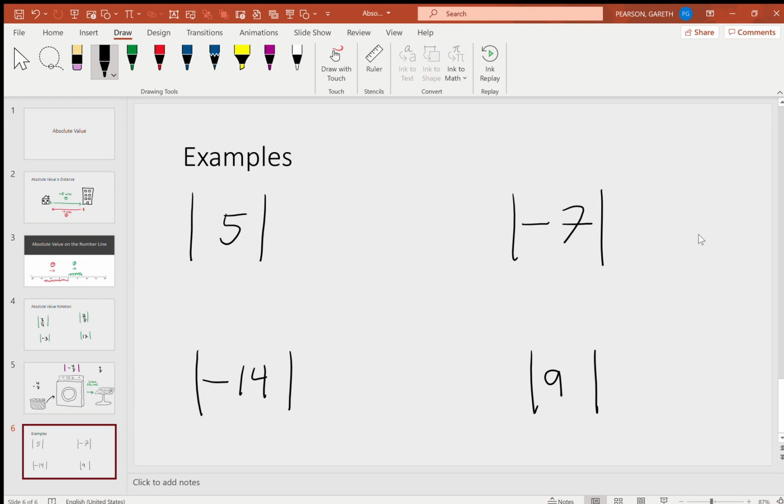Okay, so let's go ahead and review. In each one of these cases, they're asking for the absolute value of a number, and that absolute value will be the same number but positive. So the absolute value of 5 is 5. It stays positive. The absolute value of negative 7 is 7. Same number but positive. The absolute value of negative 14 is 14. Same number but positive. And finally, the absolute value of 9 stayed positive. It's 9. That's pretty much it.